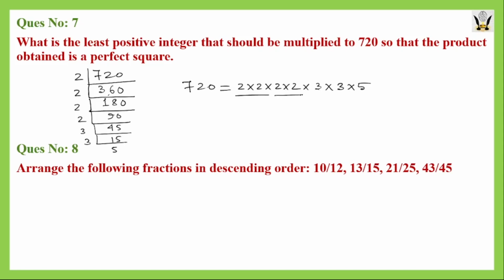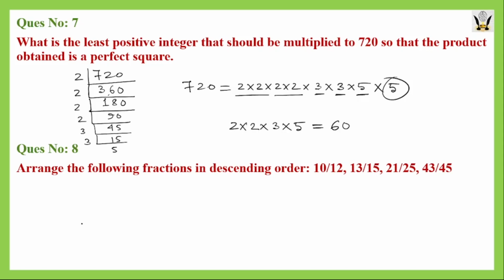So 2 and 2, they are in pair. 3 is also in pair with another 3. 5 has only one occurrence in 720. That means the shortage is this factor 5. So if we multiply another 5 with this, then that will make the number after multiplication a perfect square. Then the square root will be.